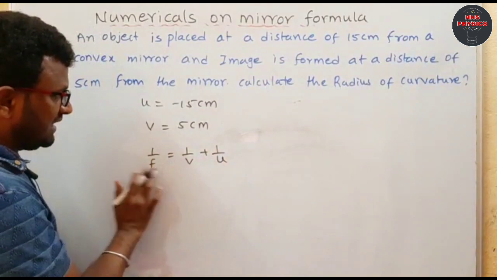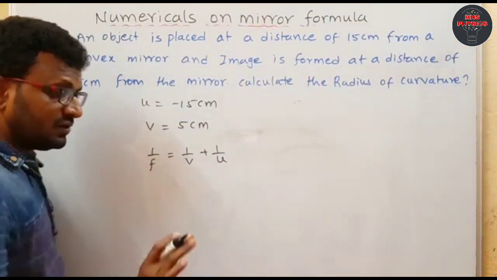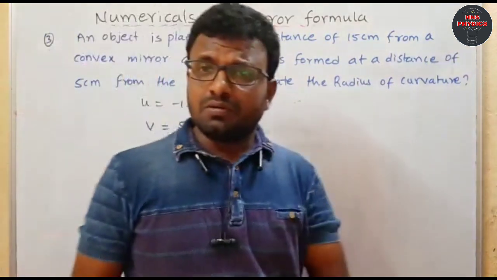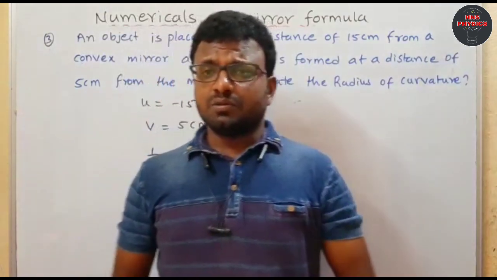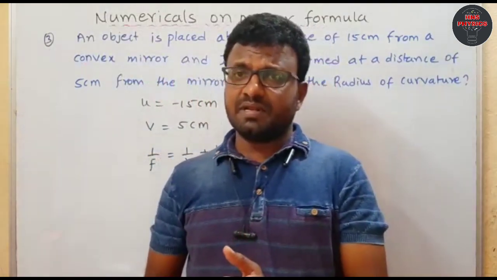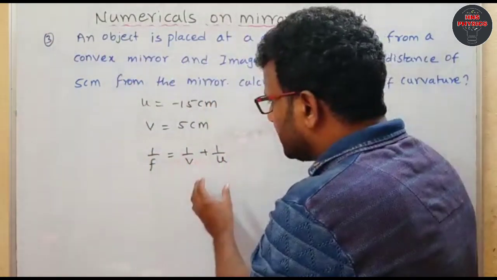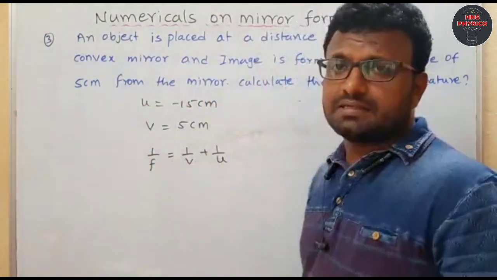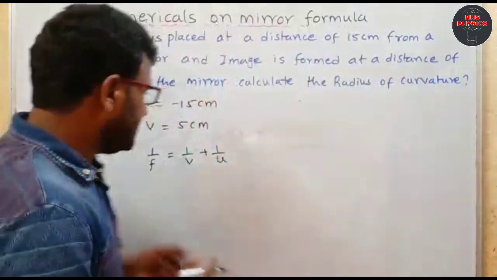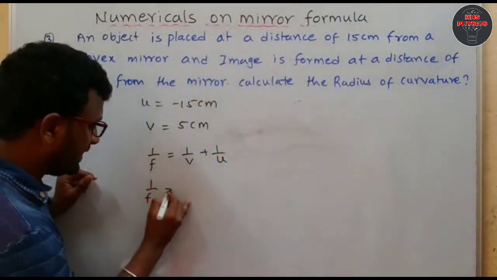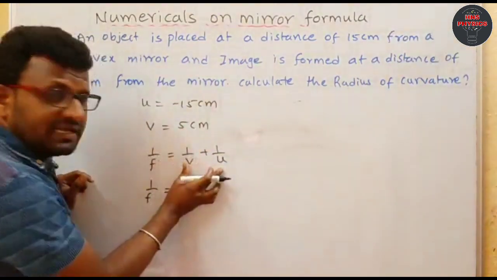Now what is being asked? Focal length is asked. So for this one, no need to take a sign convention. We already know one thing: for a convex mirror the sign convention is positive. So while doing the solution, if the value comes out positive, that means the answer is correct, right? So you just have to analyze like this. 1 by f equal to, and for the remaining two we have to take the sign convention.